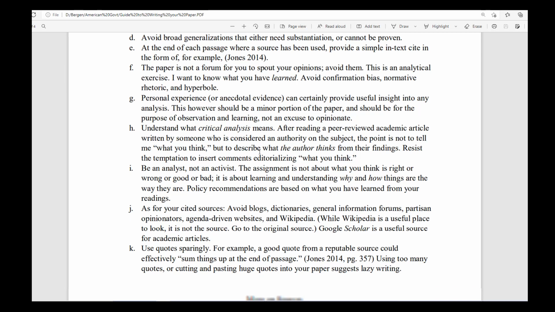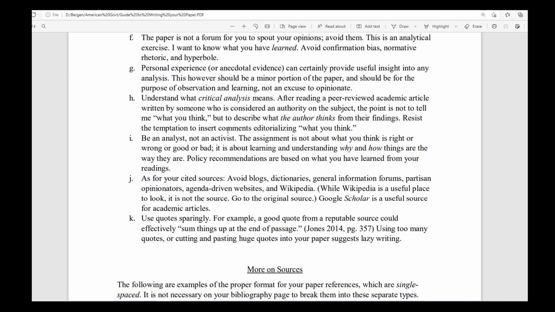Critical analysis, we've already talked about what that means. Be an analyst. Don't necessarily need you to be an activist yet. That's great. If you want to go out there and change the world, I highly recommend it. Go out there and make the world a better place. But for now, what we're trying to do is learn about the world and why human beings do the things they do.